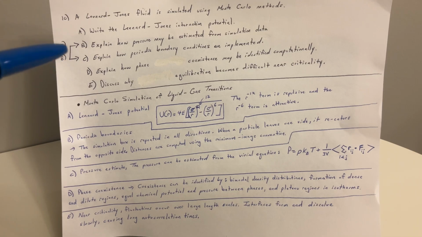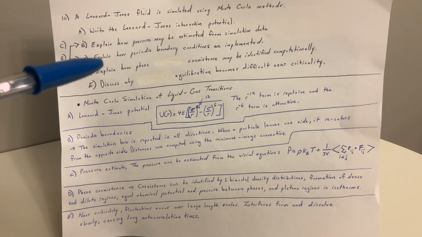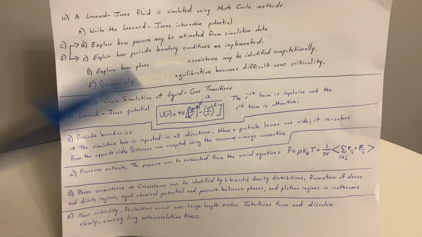Sorry about that. B should be here. B should be: explain how periodic boundary conditions are implemented. So periodic boundaries. The simulation box is repeated in all directions. When a particle leaves one side, it re-enters from the opposite side. Distances are computed using the minimum image convention.